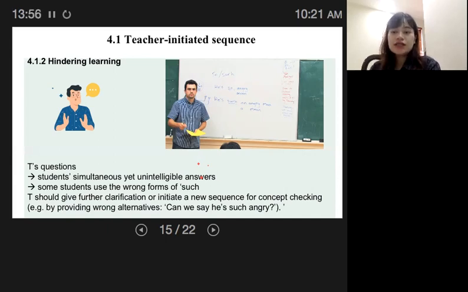Waring also suggests that it would be more beneficial to students if teachers do not take correct responses for granted, but see them as potentially problematic answers in order to unleash learning opportunities. So in this situation, Tom can extend his F moves to give further clarification or initiate a new sequence for concept checking.